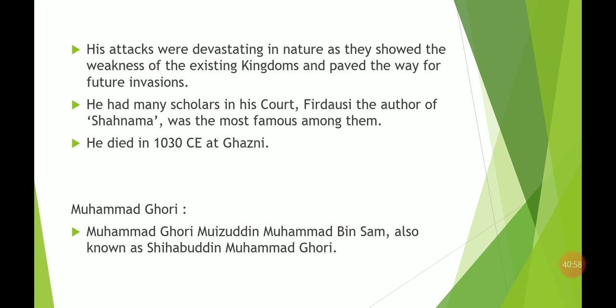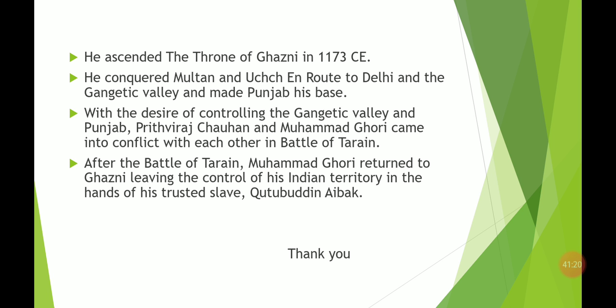After more than 1 century, from the same country, the same empire, one more invader came. His name was Mohammed Ghori, Muizzuddin Muhammad bin Sam, also known as Shihabuddin Muhammad Ghori. He ascended the throne of Ghazni in 1173, and he conquered most of Multan and Uch, which are now in present-day Pakistan and Afghanistan.